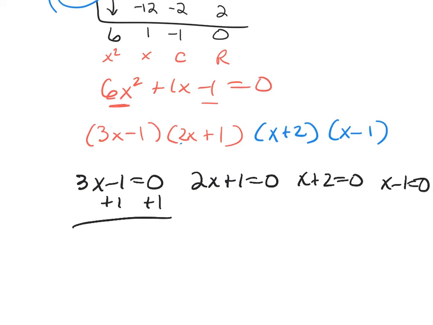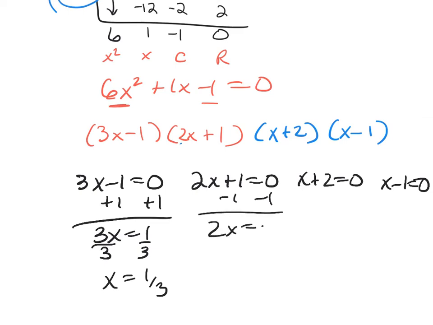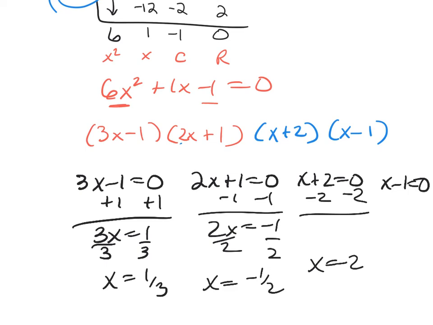Add 1, 3x equals 1. Divide by 3. My first 0 is 1/3. My next 0 is negative half. My next one is x equals negative 2. And my last one is x equals 1. Those are my 4 zeros.